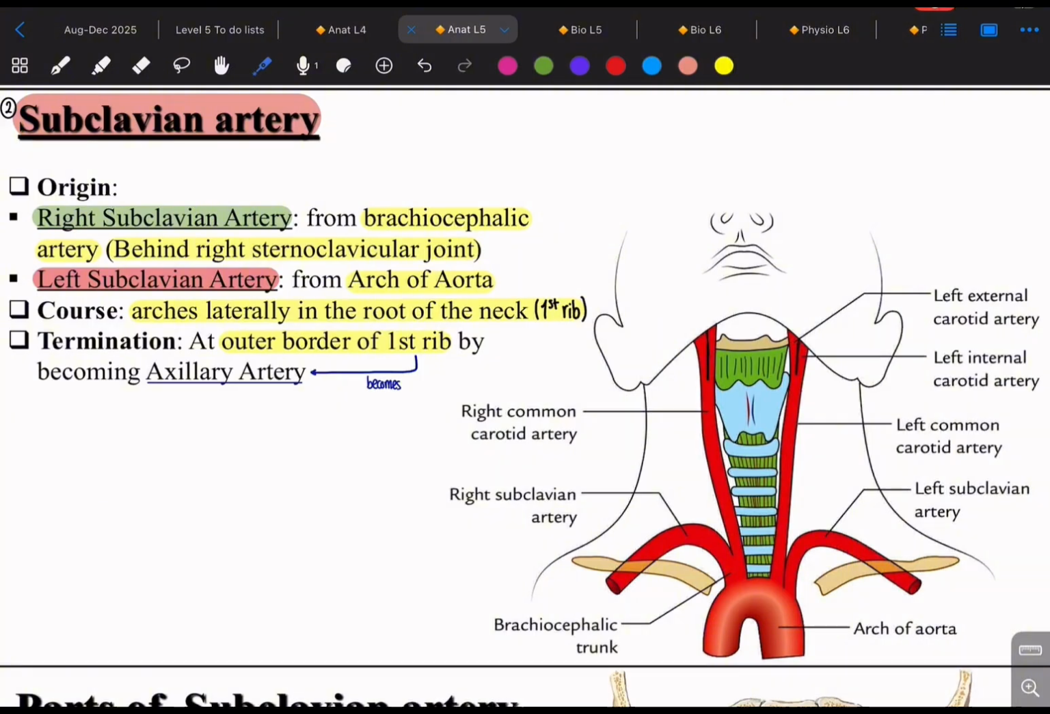Same thing here. The subclavian, the right is going to be from the brachiocephalic trunk, while the left is going to be directly from the arch of the aorta. Everything else is going to be the same. As we said, only the origin is different. Everything else is the same.